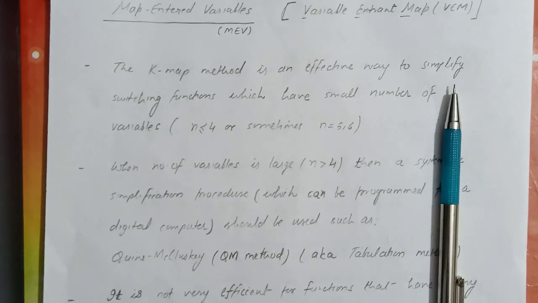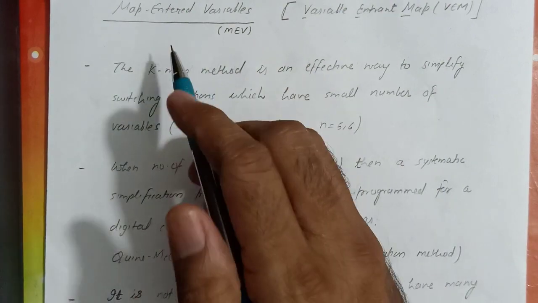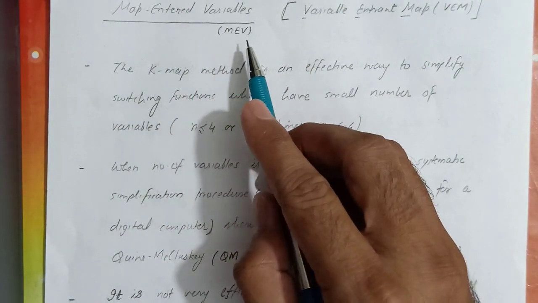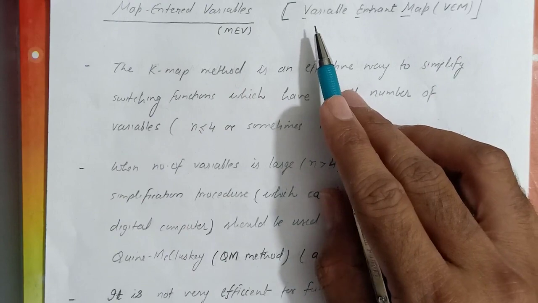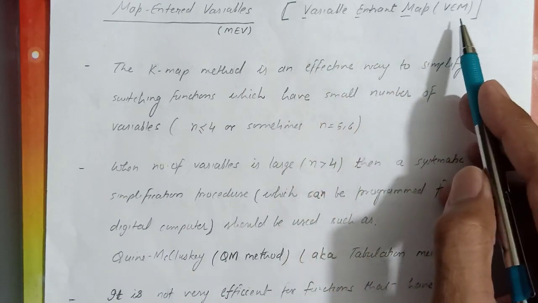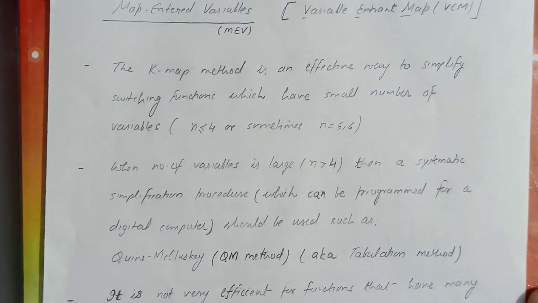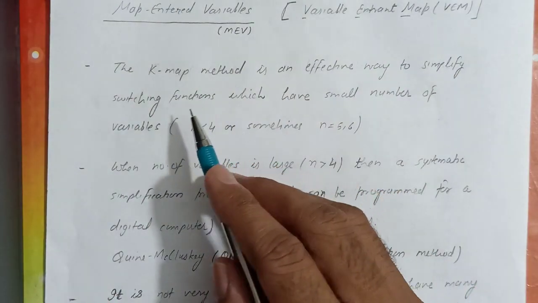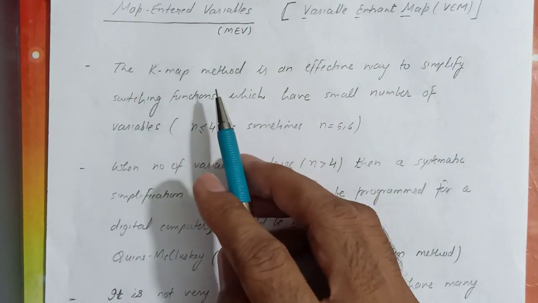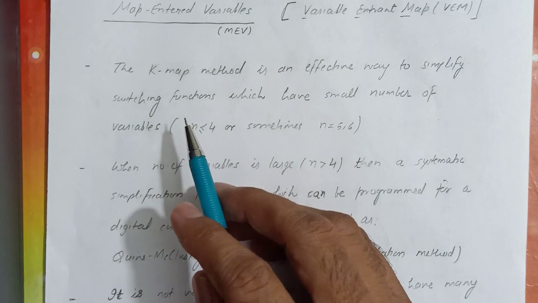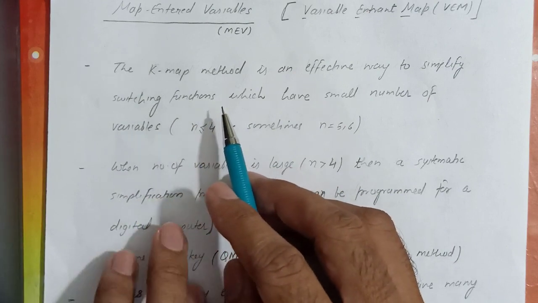Okay, hello everyone. So today we will discuss the map entered variable (MEV) method. It is also known as the variable entrant map (VEM) method. Okay, so we have already discussed the K-map method for simplifying the switching function.